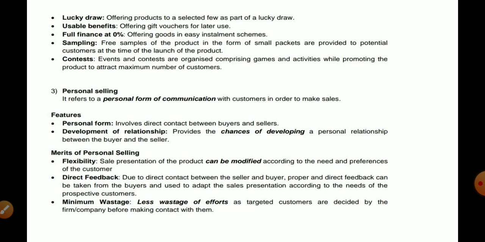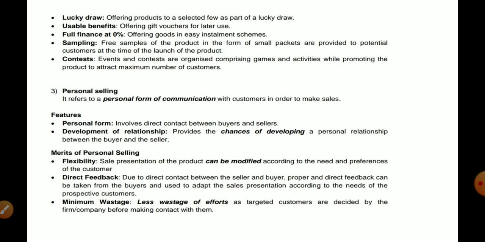Sampling: free samples are distributed in the form of small packets provided to potential customers. Contests: events and contests are organized by the seller to promote the product and attract the maximum number of customers.